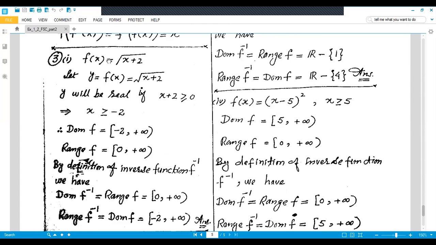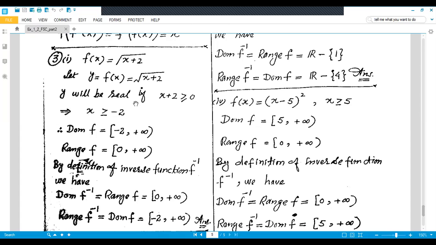Look, f of x is the square root of x plus 2. So let y be equal to f of x. When we do composition in this, you saw that x is equal to x, and f is a function from x to y. So y is equal to f of x.